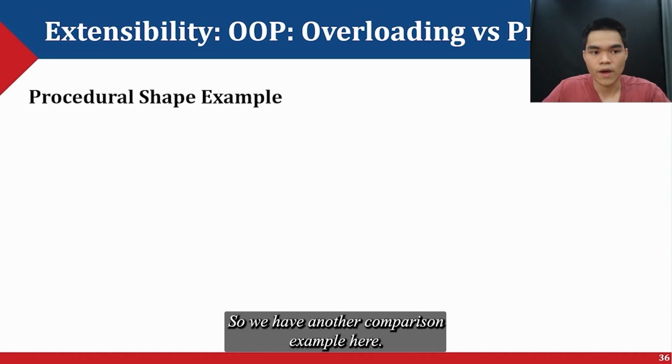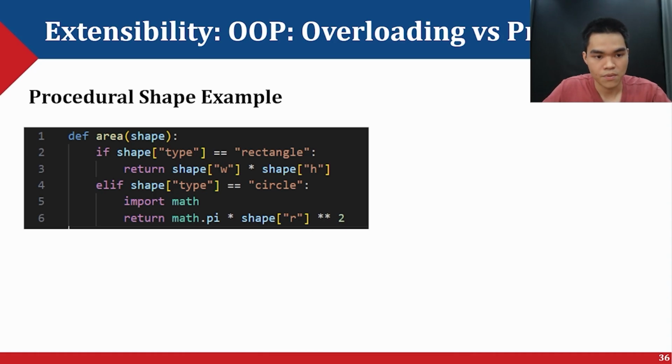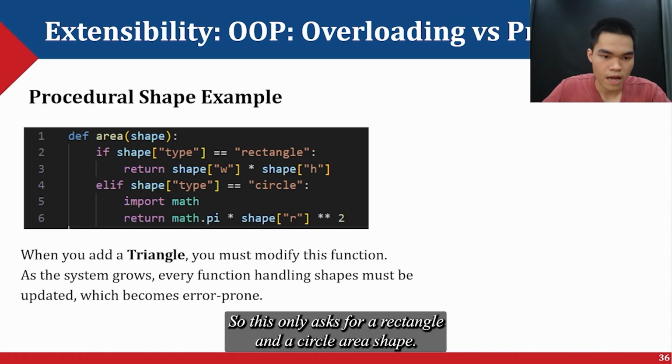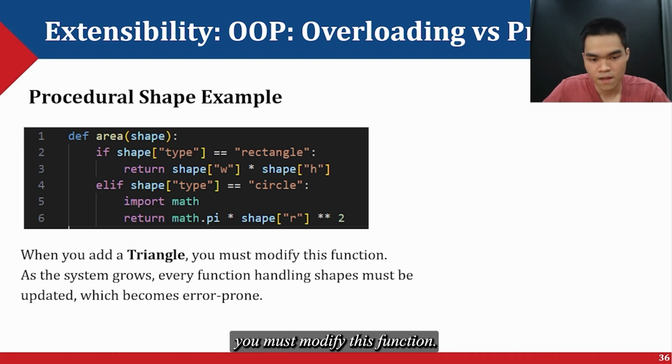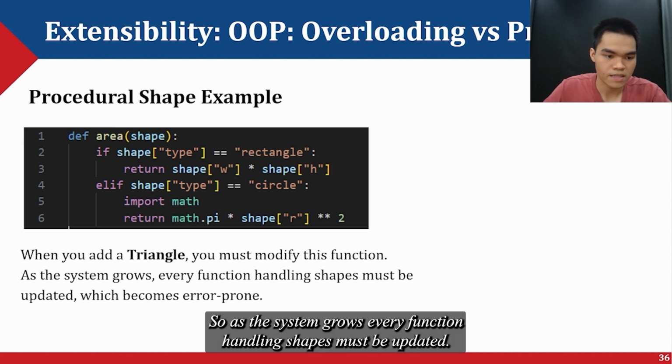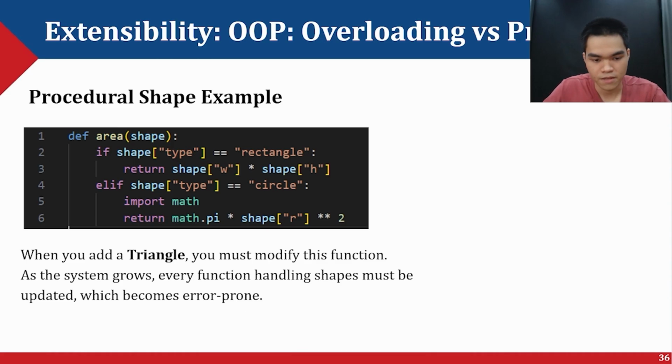We also have another comparison example here. This is a procedural example. This only handles a rectangle and a circle area shape. If you want to add a triangle, you must modify this function. As the system grows, every function handling shapes must be updated. So this will be more complicated in the future.